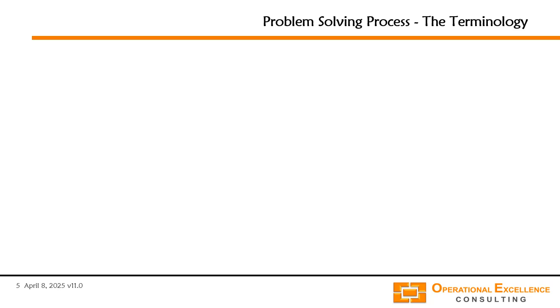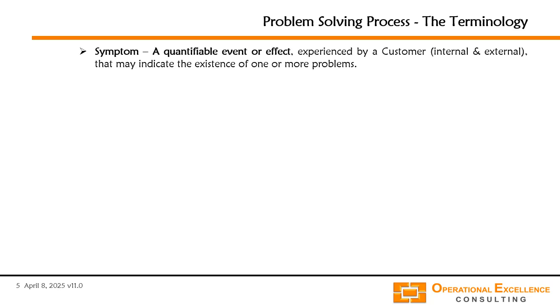Let's talk a little bit about problem-solving terminology. Any problem-solving activity starts with a symptom. What do we mean by a symptom? A symptom is, as you see here, a quantifiable event or effect. Something that an internal or an external customer experiences. For example, a product that does not work as intended, a delivery that has been delivered late, or an incorrect invoice that you received from a supplier.